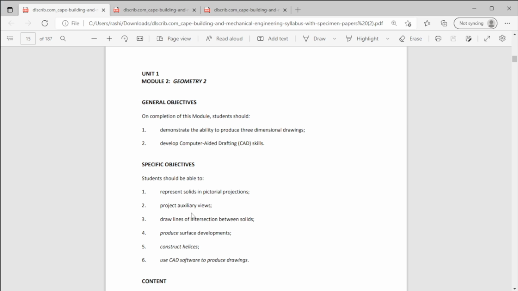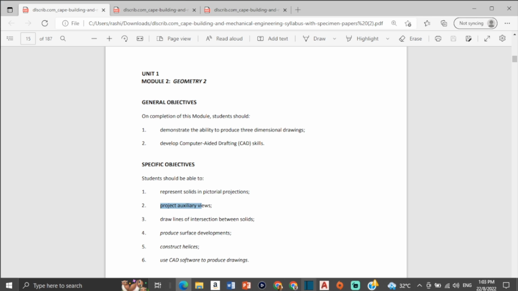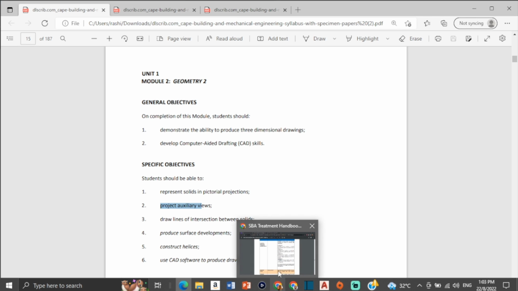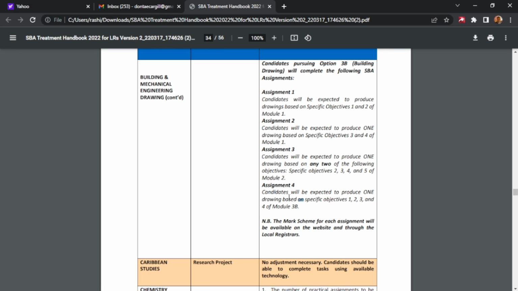Now, for all of these objectives, what it's saying is that you're going to do one drawing based on any two of these principles. For that drawing, you could be asked to do an intersection of solids drawing and then do the surface development for that drawing. You could also be asked to do an intersection of solids drawing in an auxiliary view. So it's going to be a mixture of different drawings. You could do a surface development and then do an auxiliary view for that. So it's a mixture of any two of these objectives, and what drawing you get exactly will be dependent on what your teacher decides to give you for that question.